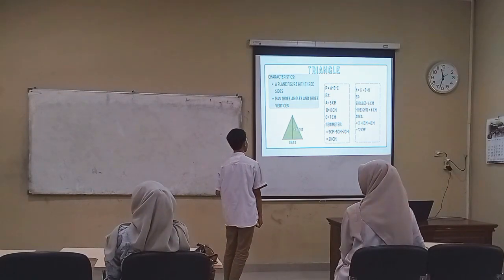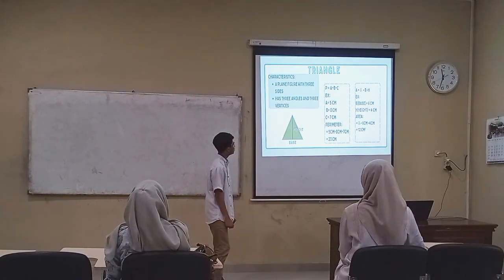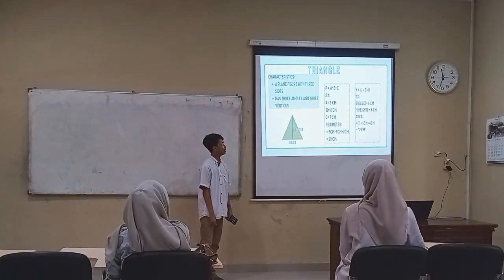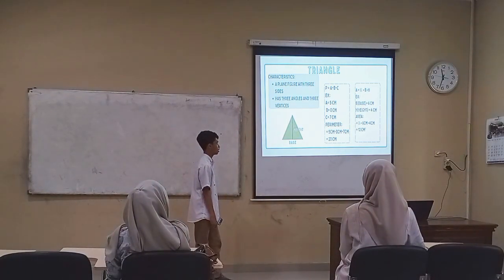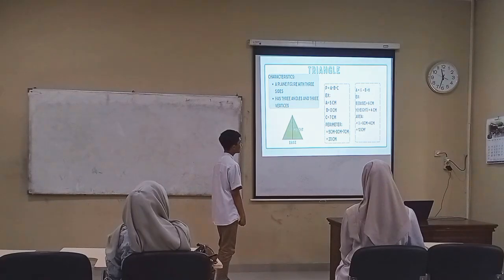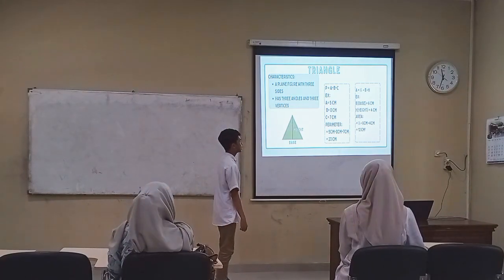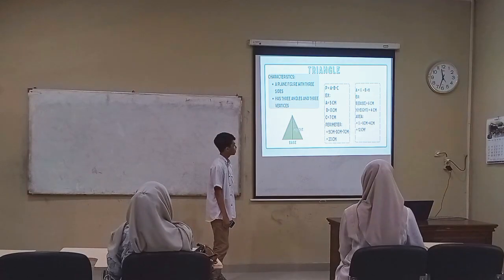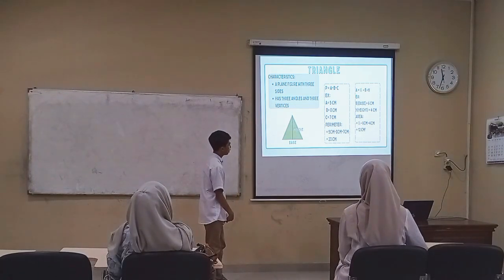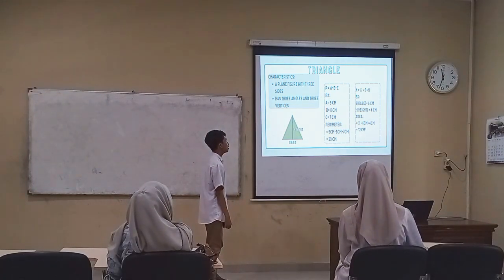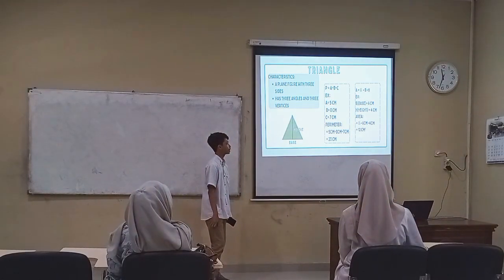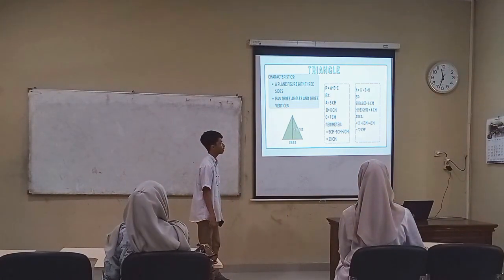To find the perimeter of a triangle, the formula is P is side A plus side B plus side C. For example, side A is 5 centimeter, B is 8 centimeter, and C is 7 centimeter. The perimeter is 5 centimeter plus 8 centimeter plus 7 centimeter is 20 centimeter.